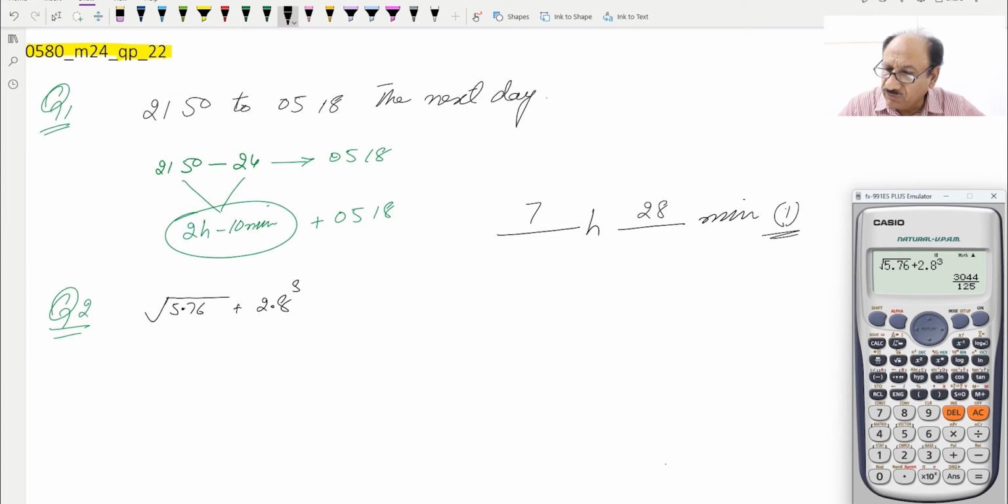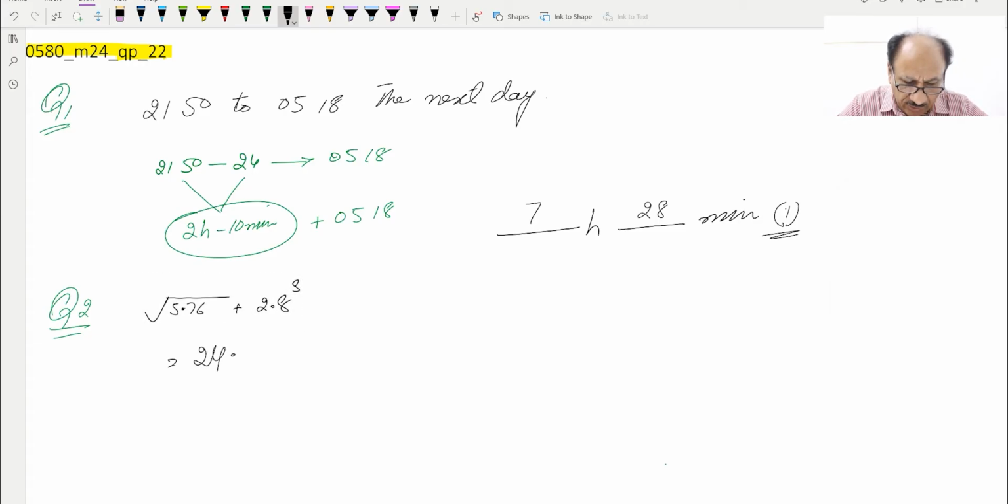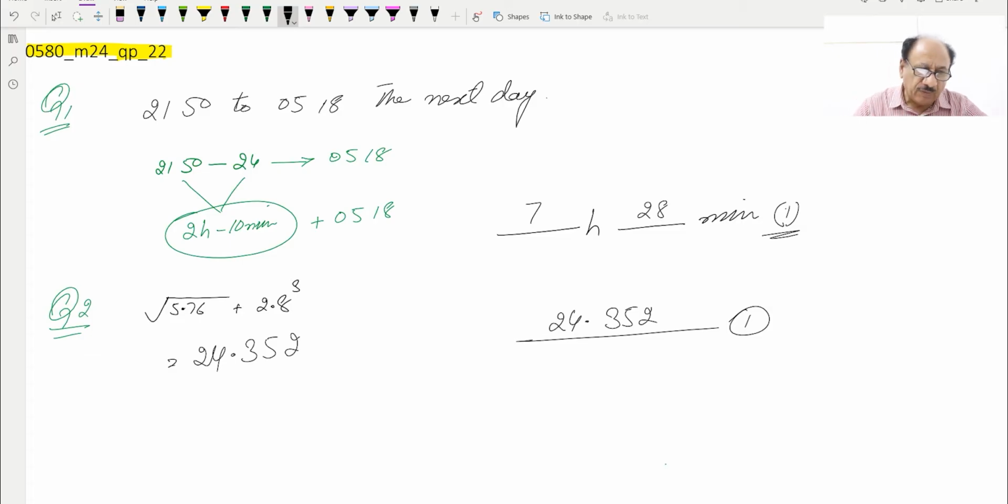This will be in fraction form. We can change it into decimal format, which is 24.352. So we can write 24.352, and this will be our answer. This is also a 1 mark question, and 24.352 will be the final answer for this question. If you want it up to 1 decimal place, you can write it as 24.4. And if you want 3 significant figures, then also this will be the answer.